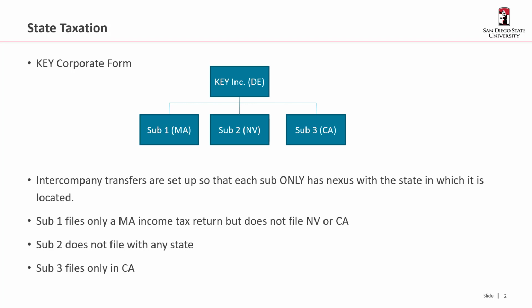Then we're going to structure the intercompany sales between sub 1 to sub 2, and sub 2 to sub 3, so that each subsidiary only has nexus with the state in which it's located. Subsidiary 1 only has nexus with Massachusetts. Subsidiary 2 only has nexus with Nevada. Subsidiary 3 only has nexus with California. As a result, they would only file in those states. And of course, since Nevada has no corporate income tax, they're not going to file there at all.